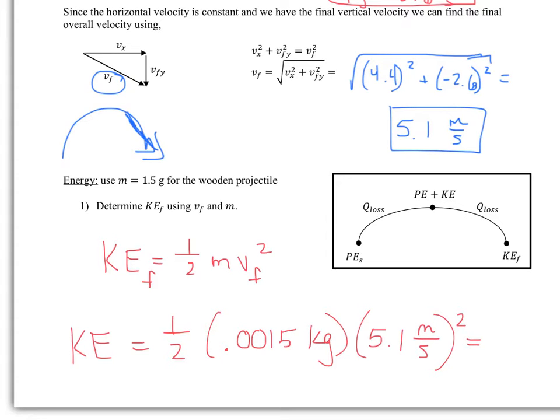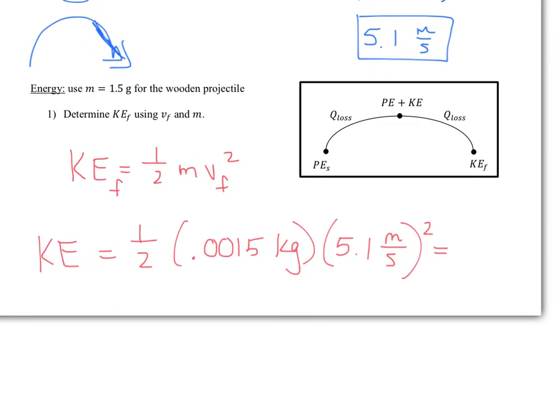So we have 1/2 times our mass of 0.0015. That's the mass of the projectile. It's the same for everybody. Now your velocity might differ. I got a number of 0.0195 joules. And keep 4 decimal spots here because these numbers are going to be very tiny. I got 0.0195 joules as my amount of energy at the end of the problem.